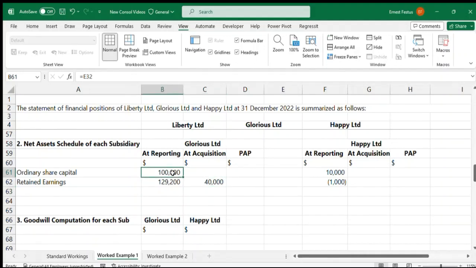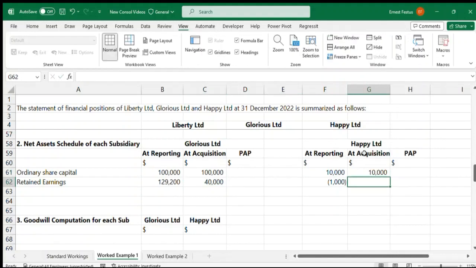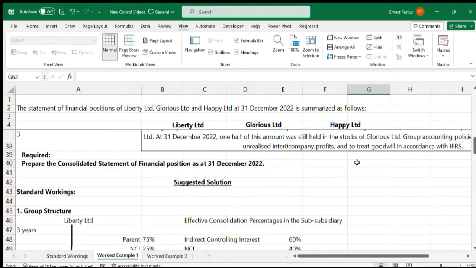So it is assumed that the number of shares at reporting was what was there at acquisition. So we'll just copy this using Control R. So I'll have my 100,000 here, and then we come here, it's going to be 10,000, and then we have our retained earnings at acquisition for Happy.